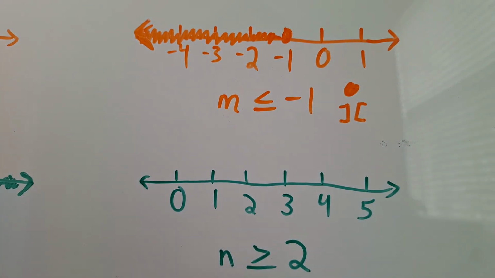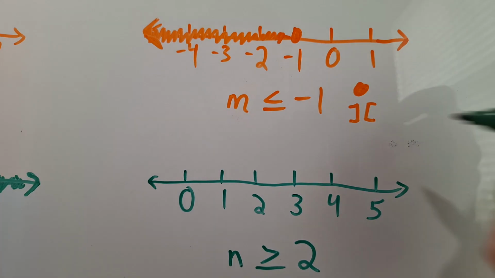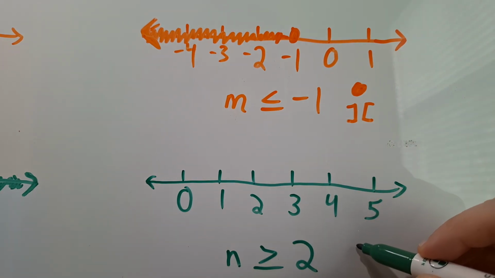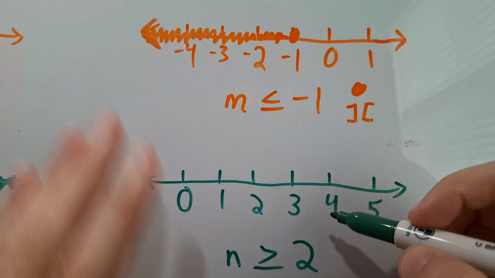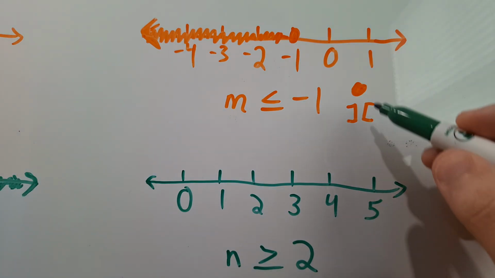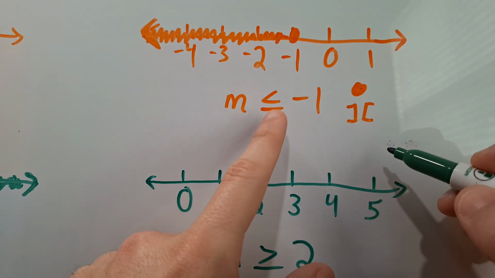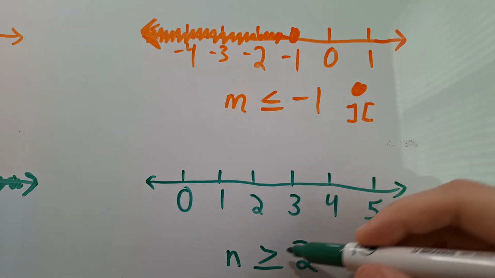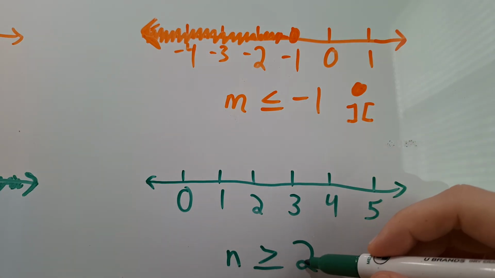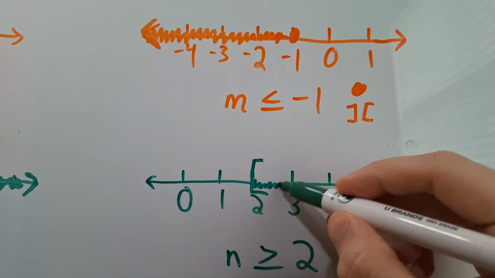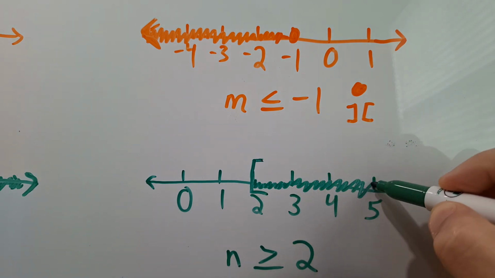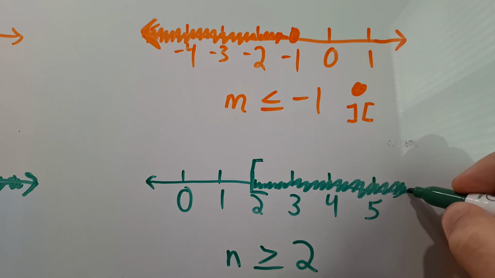One more down here. n is greater than or equal to 2. I'll use the square bracket this time just so you can see both representations. And again, you can interchange these. Just make sure that you're using the correct representation for the inclusion versus the exclusion. So greater than or equal to 2, square bracket at 2, shading all values greater than or equal to 2.